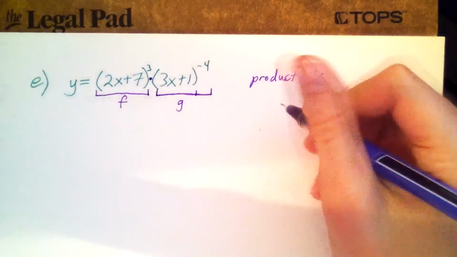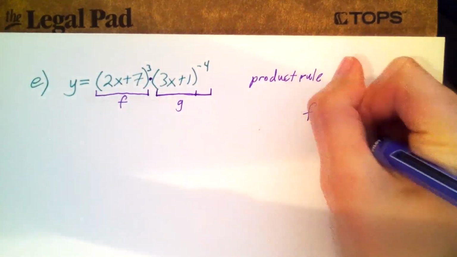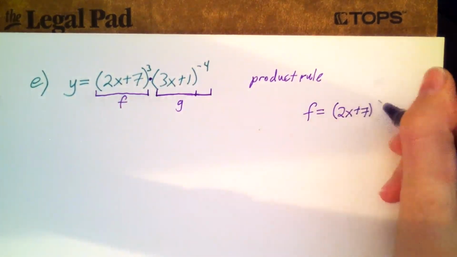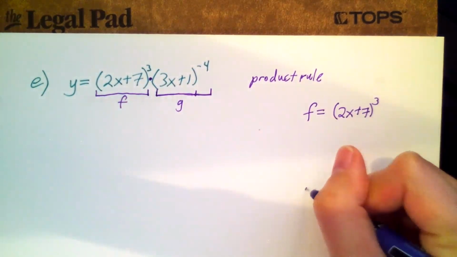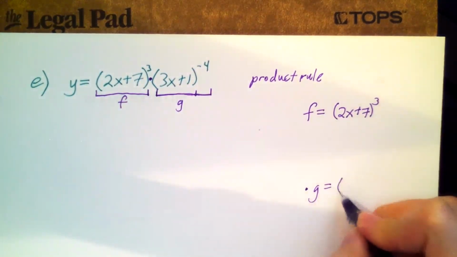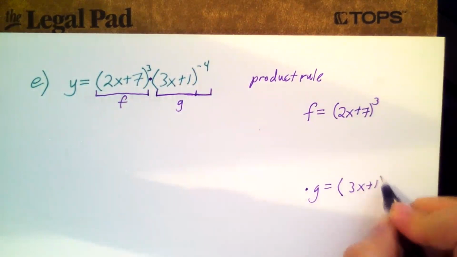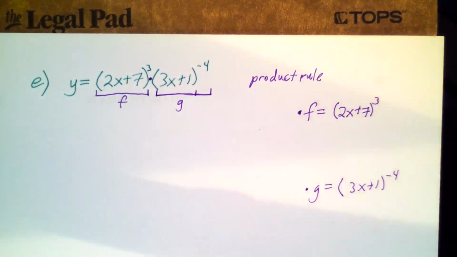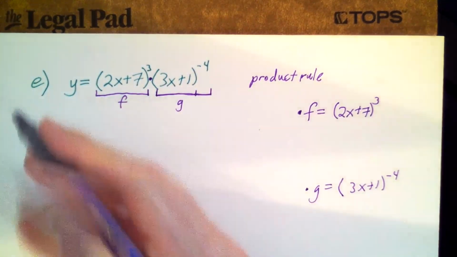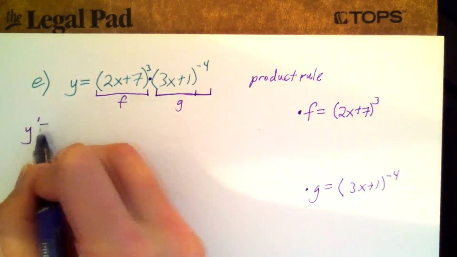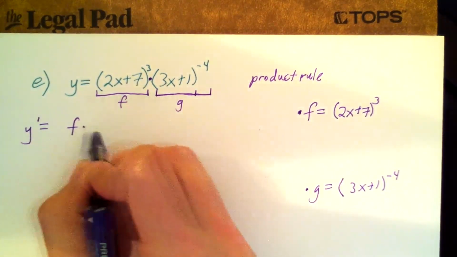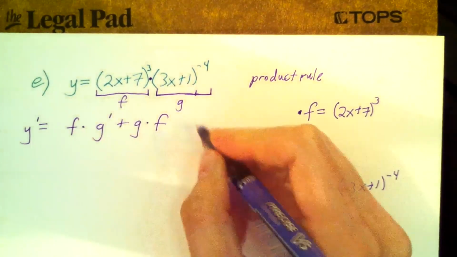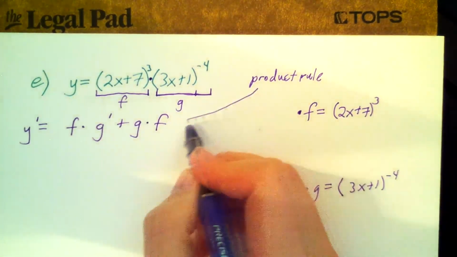So this is where I like to make a list. What's my first function being multiplied? That's the 2x plus 7 cubed. What is the second function being multiplied? That is 3x plus 1 to the negative 4. We call those separately f and g. As part of my product rule, which we may recall, product rule is f times g prime plus g times f prime. So I'll write this as the product rule there.